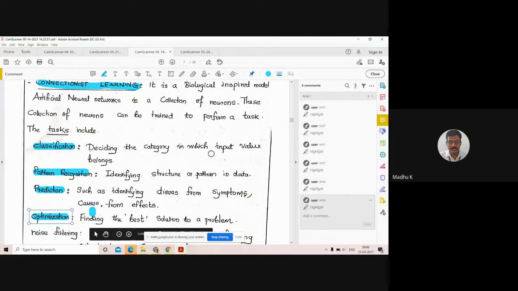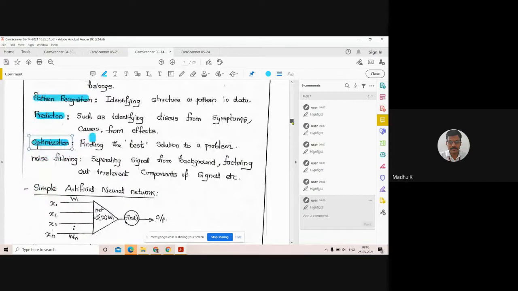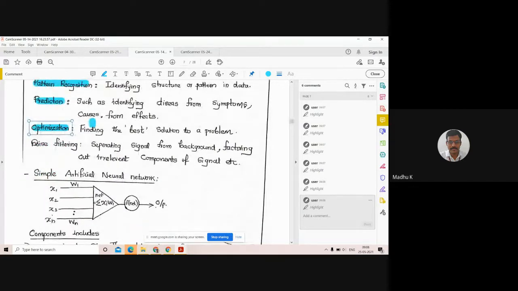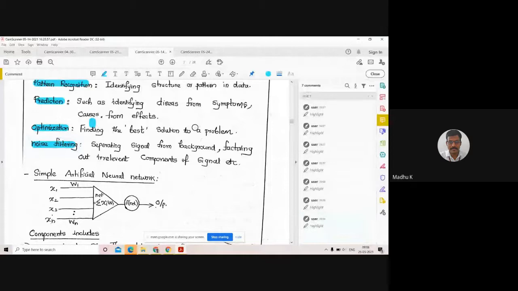Another is noise filtering. Noise filtering also is an application. That is separating the signal from the background, factoring out irrelevant components of a signal. These are the applications of neural networks or connectionist models. Now, we know what an artificial neural network is. We know what an ANN is. This is a simple model of an ANN.